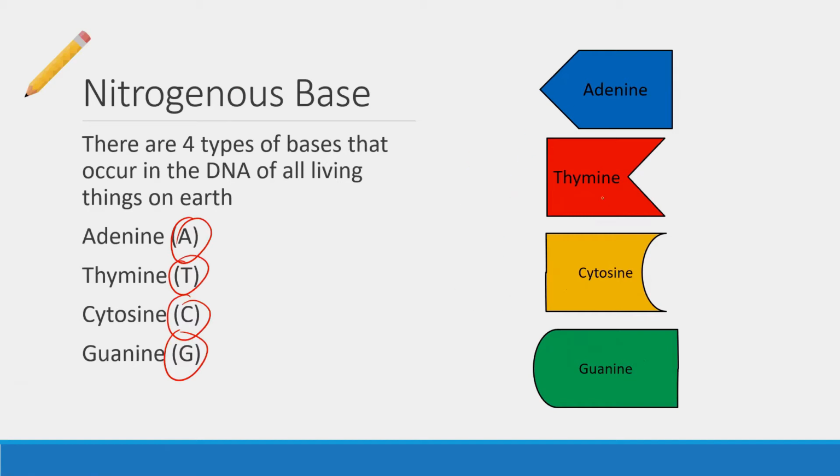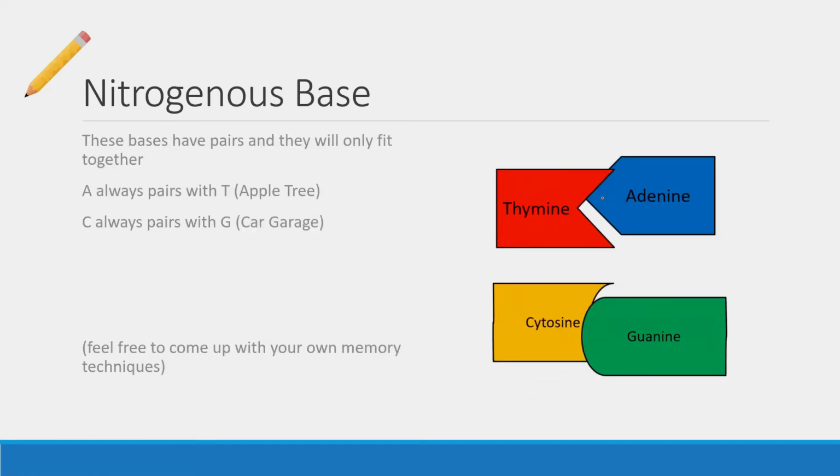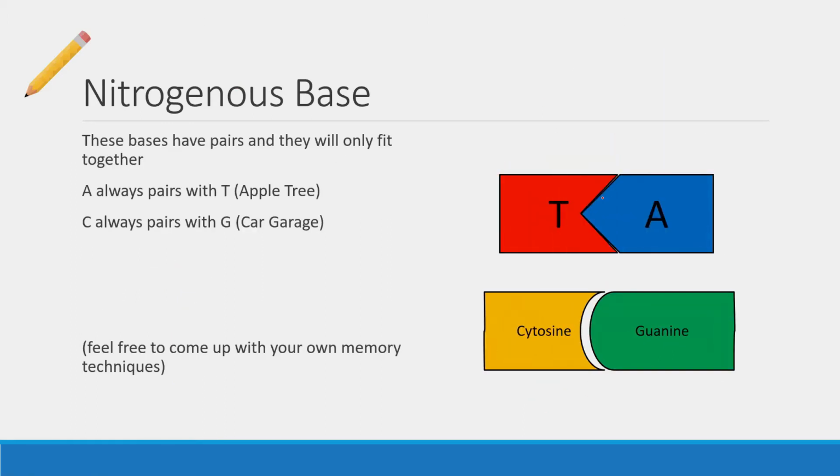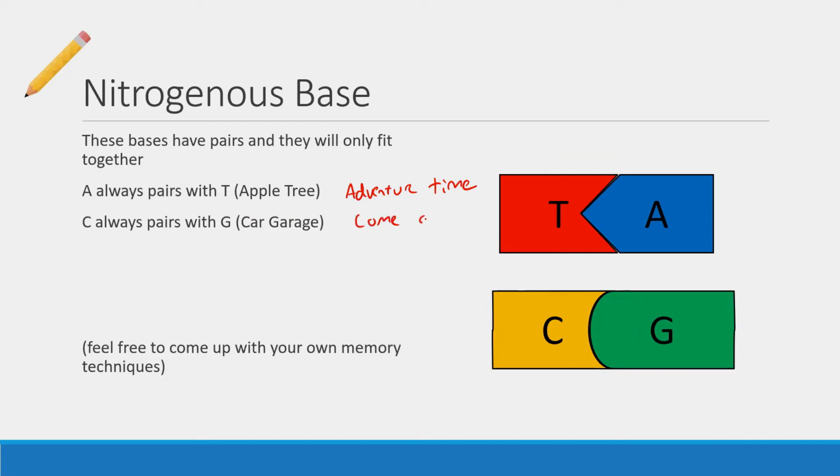Now, it just so happens that these bases also exist in pairs. A and T always bond together, and C and G always bond together. You'll need to come up with some way to memorize this. I suggested Apple Tree, Car Garage, or Adventure Time, because I love Adventure Time. Whatever way you come up with to memorize them, that's how you memorize them.